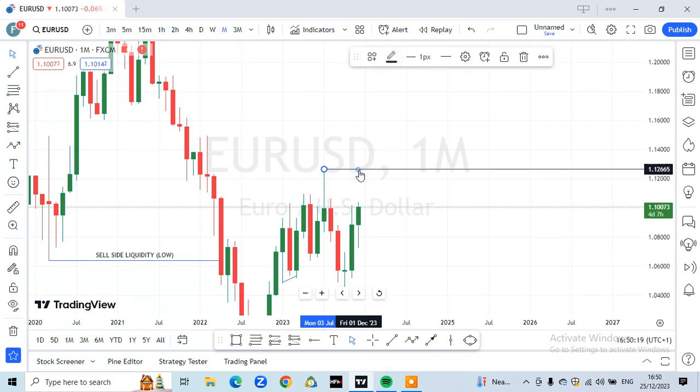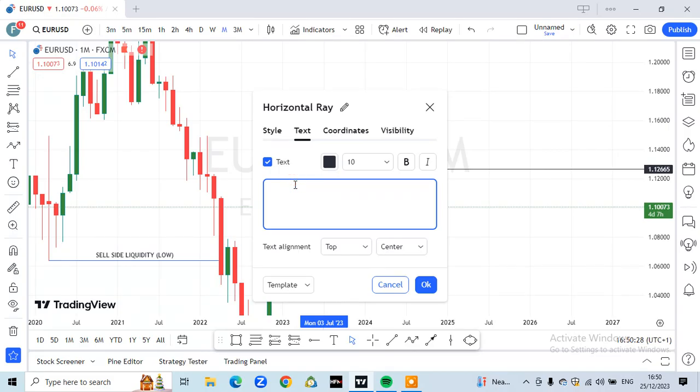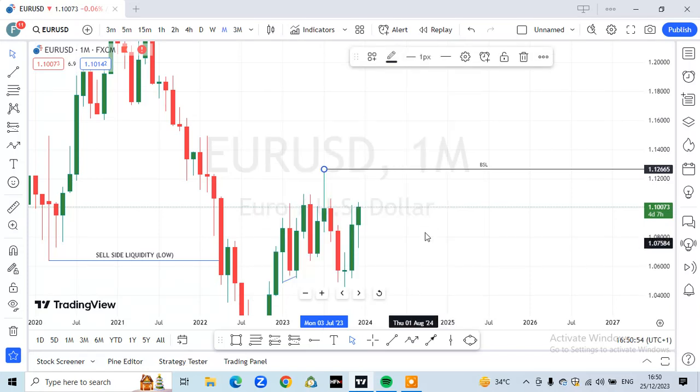Let me tag this. Can you see how I'm picking it? Just pick it. Press your right click, Settings, Text. I can label it. It helps you whenever you come back to check the market. Buy side liquidity. I love to give a short nickname, BSL. Buy side liquidity, or you can call it whatever you want. But it is a buy side liquidity.